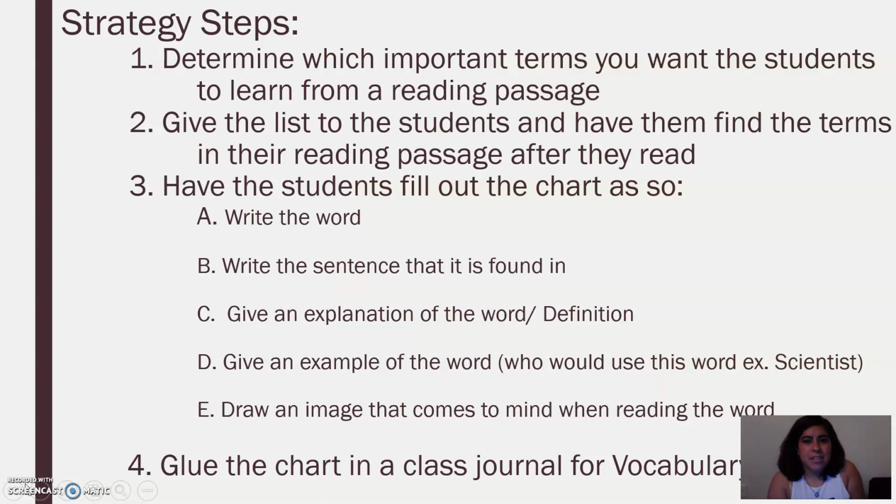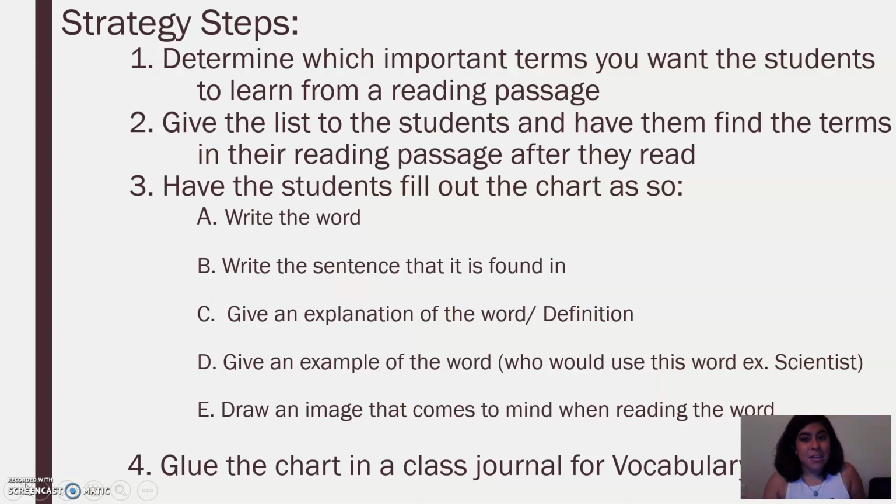Anything like that definitely helps for that example, instead of just providing what is in that word. You would just write who would use this word, and that definitely helps with learning the actual word and not just remembering examples of that word. The next step is you would draw an image that comes to mind when reading the word. This definitely helps a lot of students because students visualize when they learn. They visualize a lot of words, and there are students that only learn this way. So using all of these different things in this little chart can definitely help a lot of students and connect everyone so that they can learn new vocabulary words.